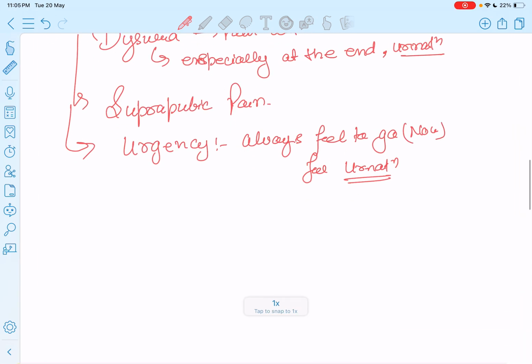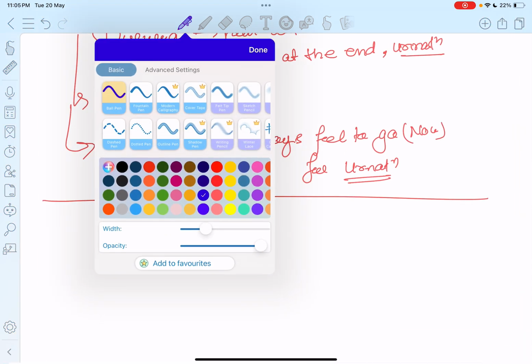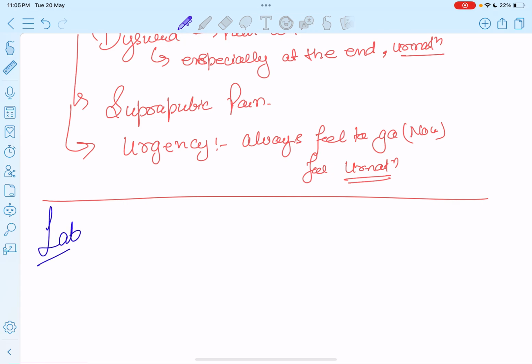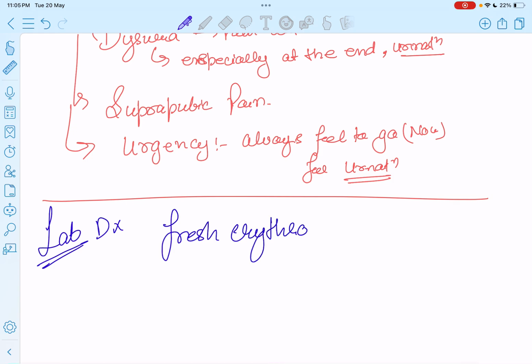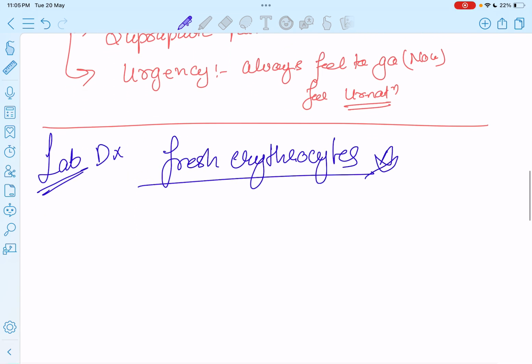And then we can see what we find in the lab diagnosis of cystitis. In the lab diagnosis, we can see fresh erythrocytes.